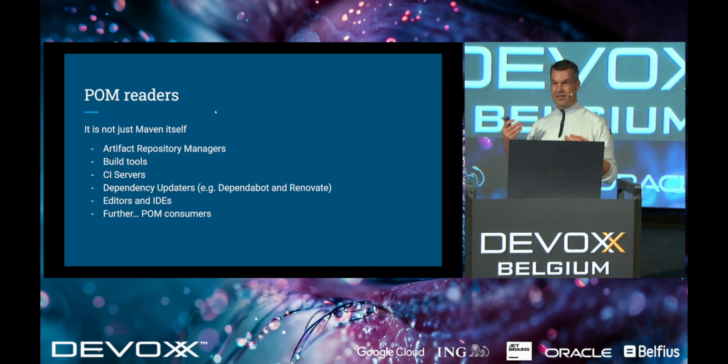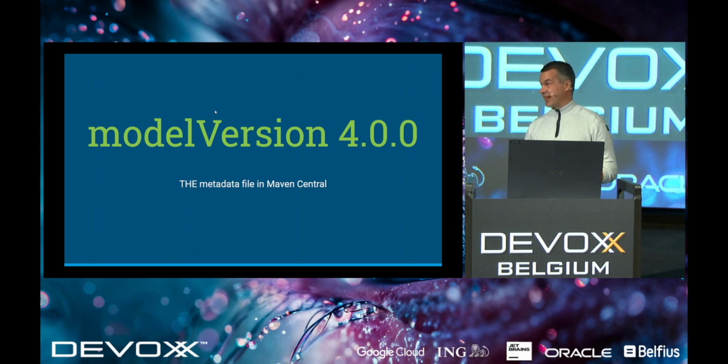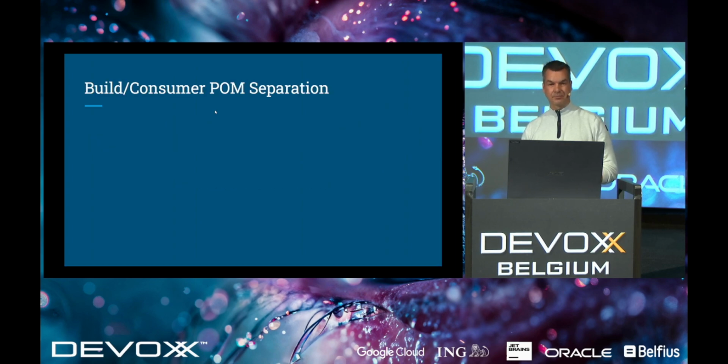So these are all POM consumers, and that's why we have this term about the thing that will be in Maven 4, and that's the next slide, by the way, because this is about model version 4.0. It is just the metadata file for Maven Central, and it will not change. Yes, it will be there forever. So even if we think of a new format, it has to be ported back to model 4.0 so everybody can consume it. And that's why we have this build and consumer POM separation.